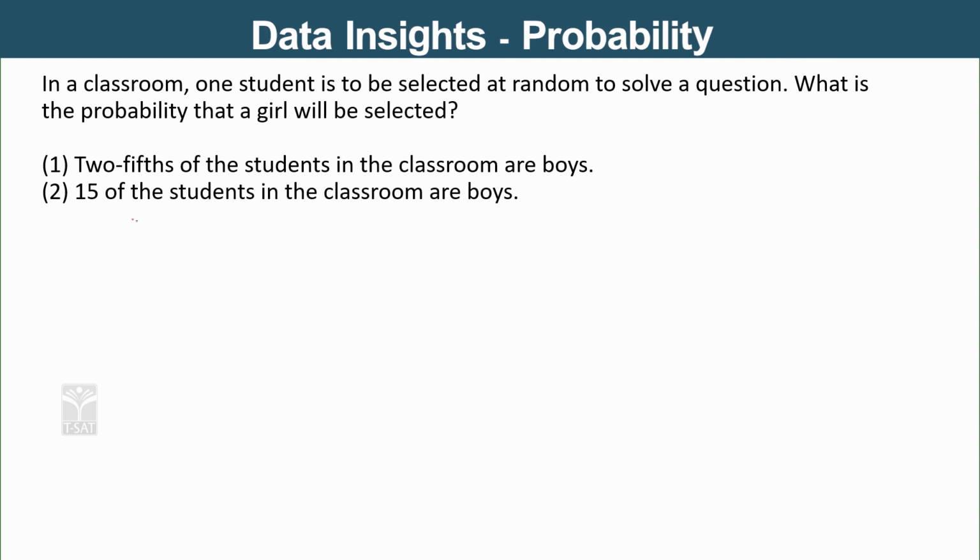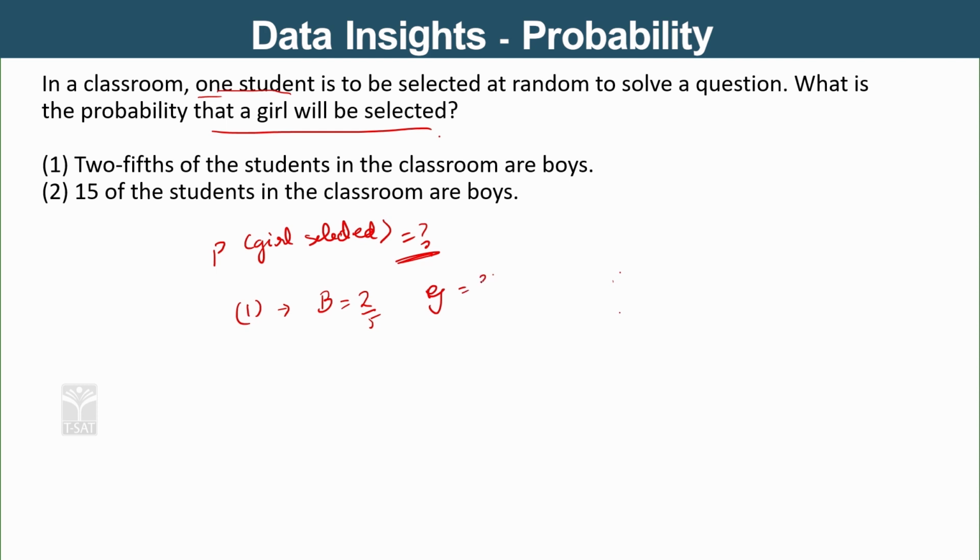So, you want what? You want the probability that a girl is selected. What is the probability that a girl will be selected? They are choosing just one student at random. Statement 1 says that 2/5 of the classroom are boys. So the boys fraction is 2/5, and therefore the girls fraction that is left out will be what?